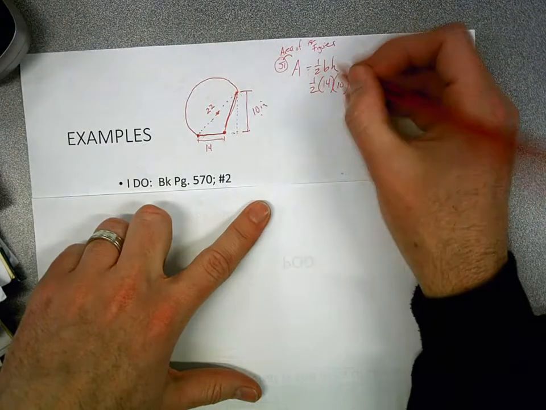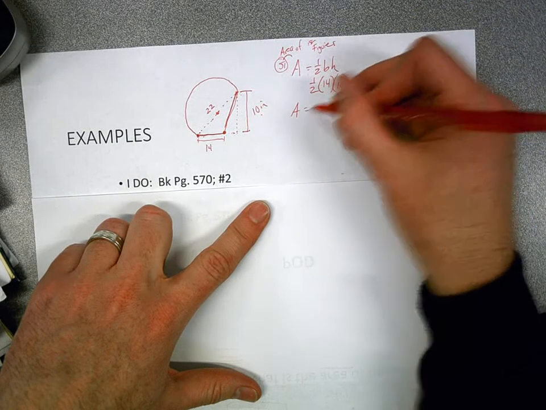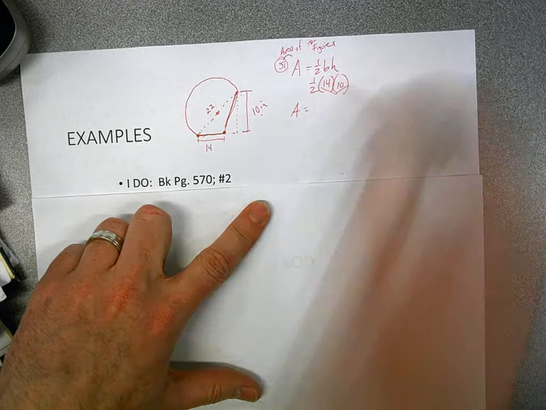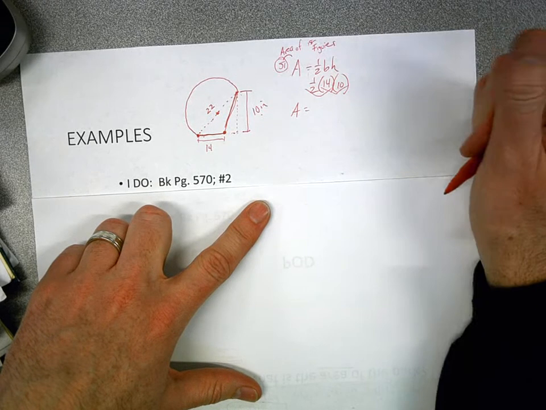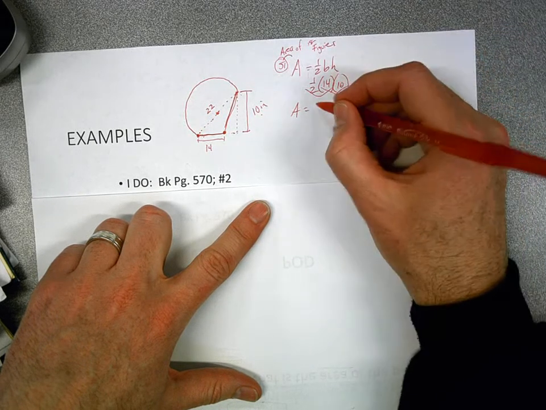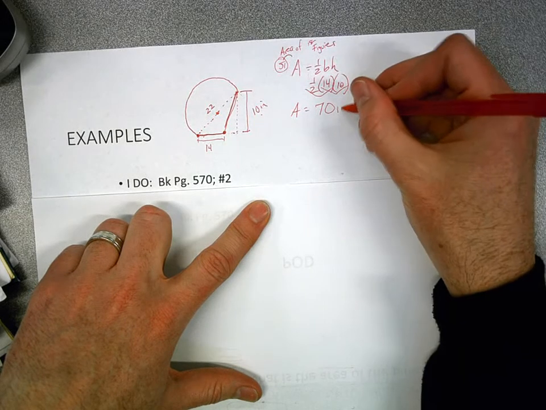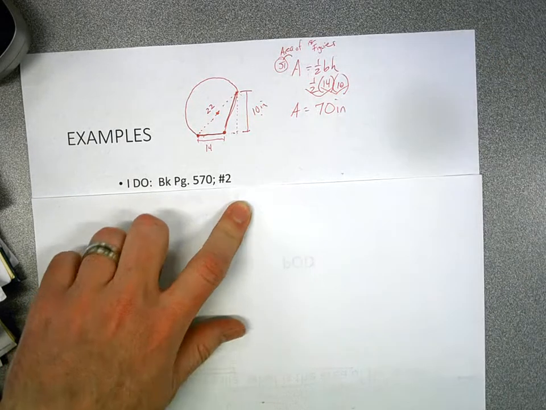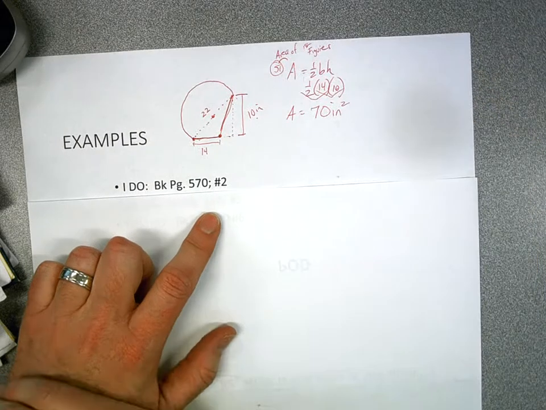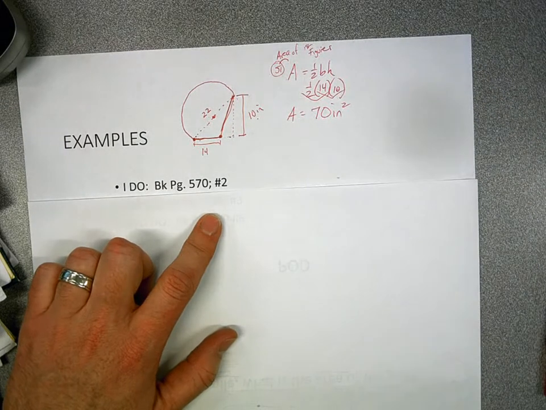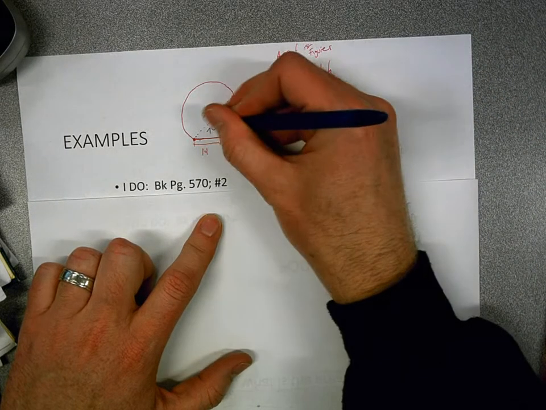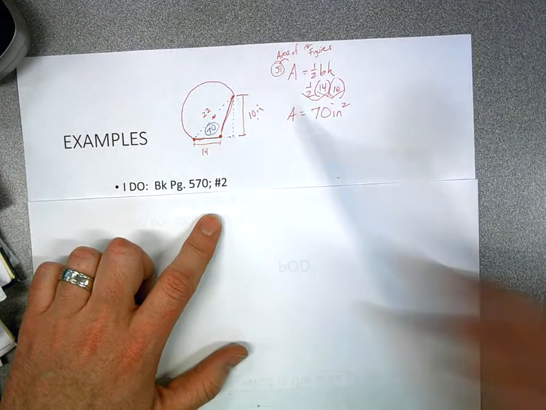So if I go ahead and solve this, the area is going to equal, well, 1/2 of 14 is 7. 7 times 10 is 70. So we're talking 70 square inches. And that is what that part is right there.